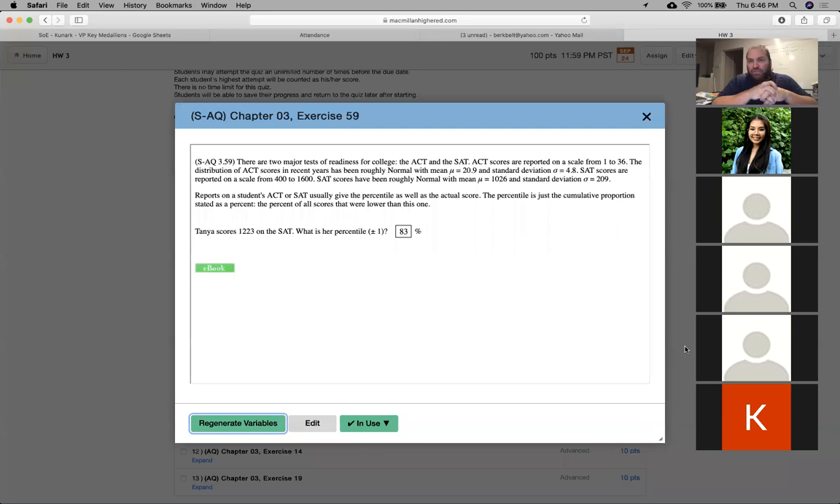So the 99th percentile is very good because 99% were lower. You were really amazing. 99% were lower. That's a good thing, right? So percentile is always lower. Okay. Anyways, yeah, go ahead.